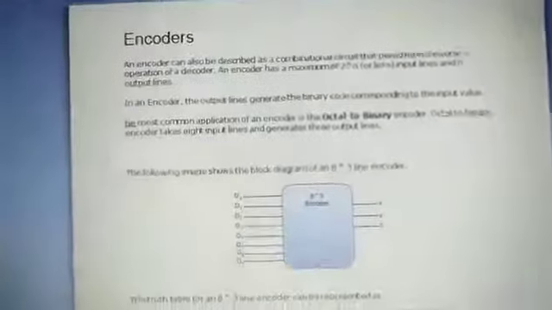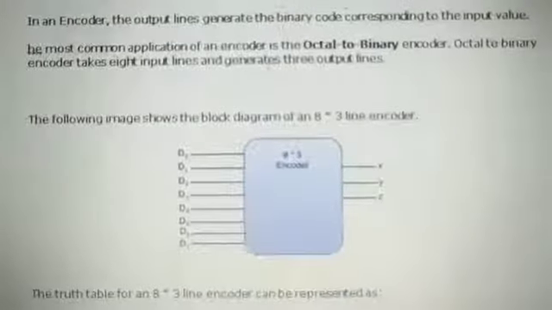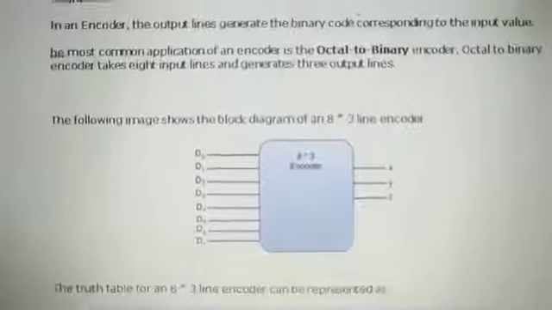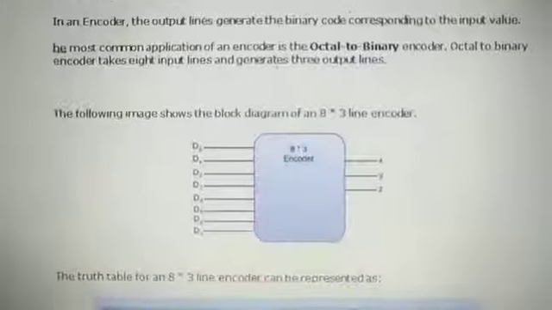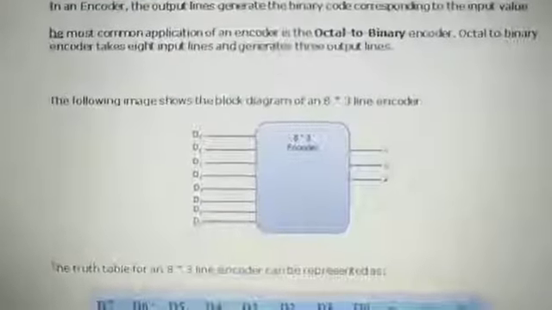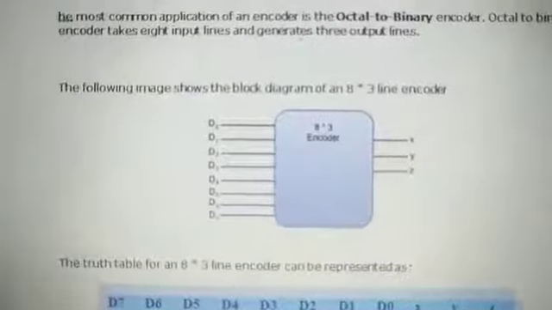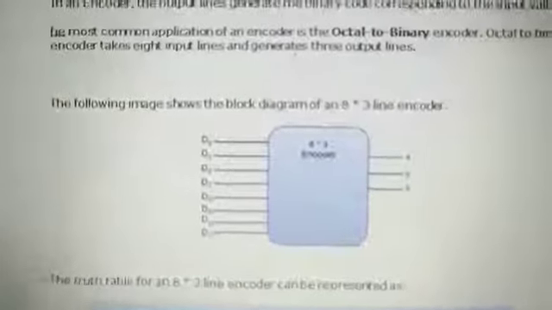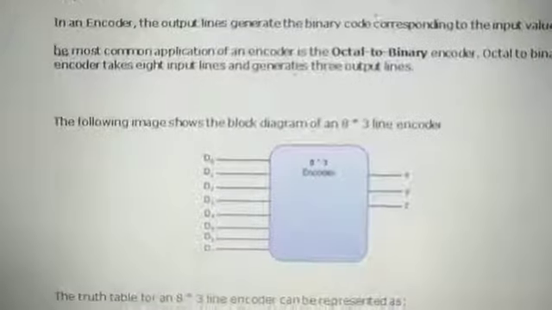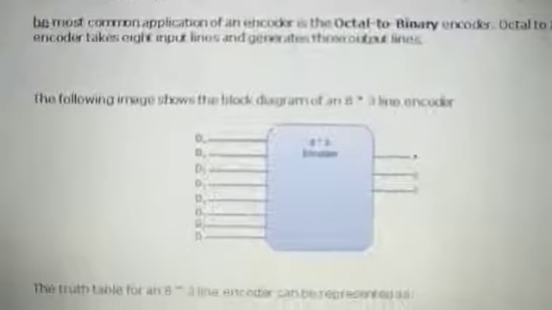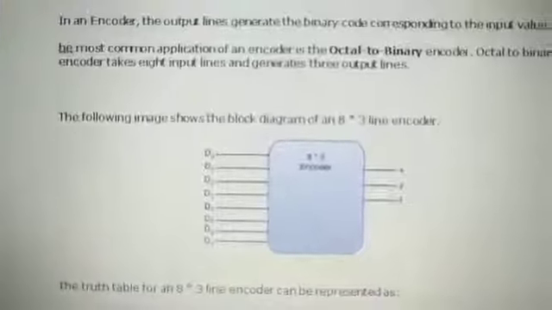So this is the block diagram for an 8x3 encoder. Just the opposite of a decoder, because previously in the decoder it was 3x8, where 8 is the number of outputs and 3 is the number of inputs. An encoder is just the opposite because it converts from octal to binary. It is an octal to binary encoder. So here the number of inputs is 8 but the output is only 3. That's why it is 8x3.